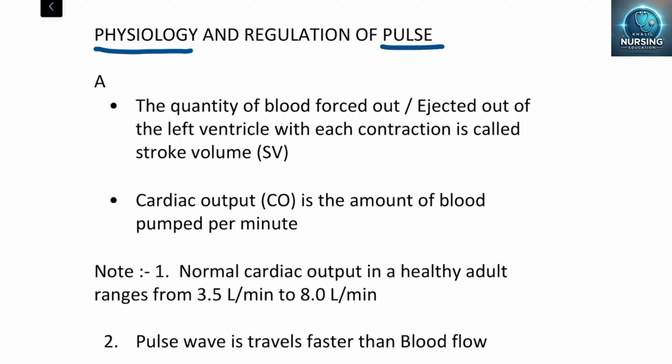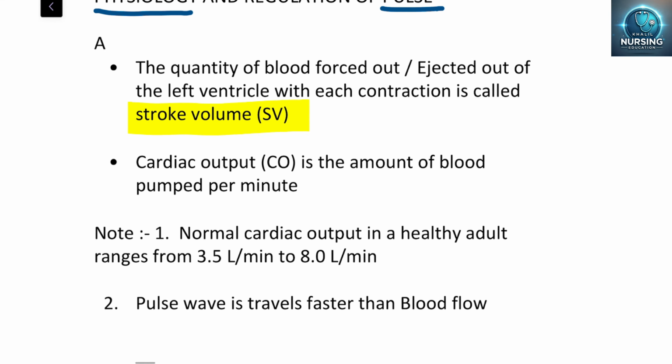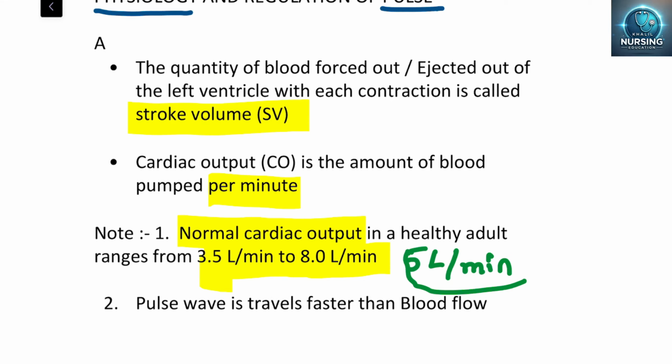Okay, first, the quantity of blood which is forced out or ejected out of the left ventricle with each contraction is called stroke volume. This is the definition of the stroke volume. Clear? What is the definition of cardiac output? Cardiac output is per minute, isn't it? It is the amount of blood pumped per minute. Next, what was the noteworthy thing we need to look for? Normal cardiac output in a healthy adult is 3.5 liters per minute to 8 liters per minute. On average, if they ask, you should say that it is 5 liters per minute. This is the average.